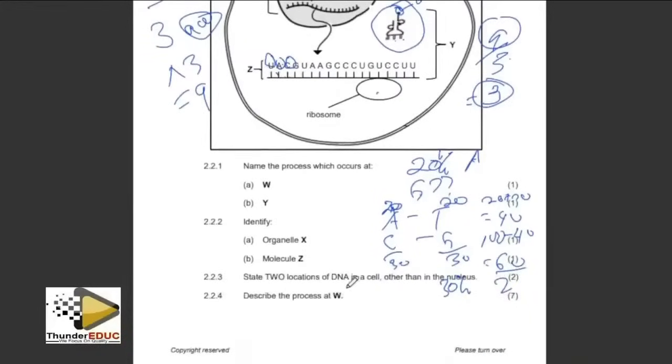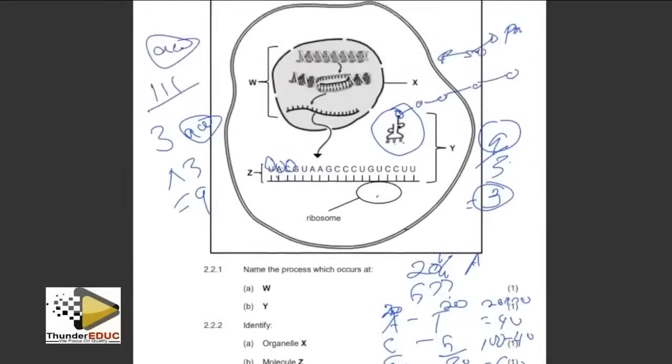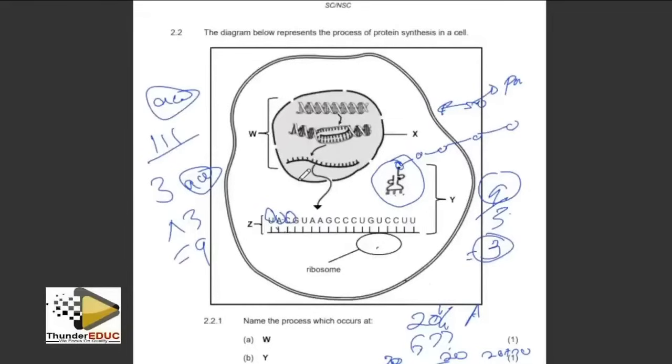Step 2, locations of DNA in the cell, other than the nucleus. It means that you have to talk about number 1, mitochondria and chloroplast. Yes, mitochondria and chloroplast. Describe process W. We don't have any other process occurring in the nucleus except transcription. So you have to describe transcription.